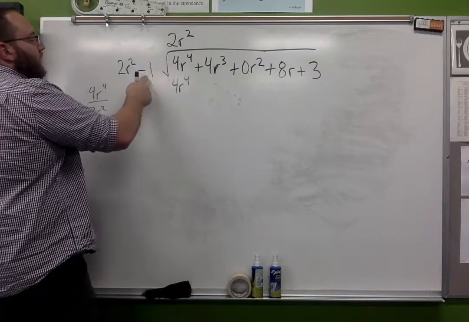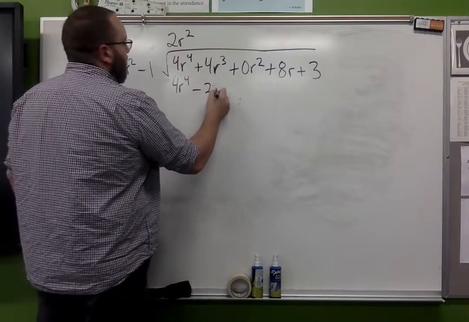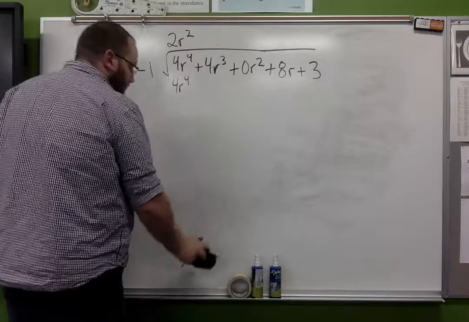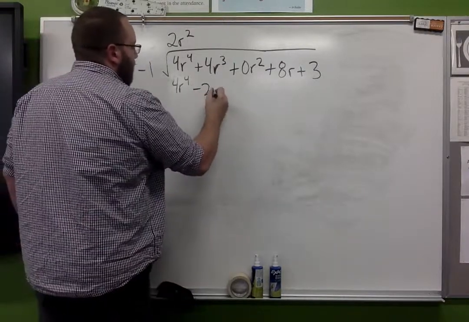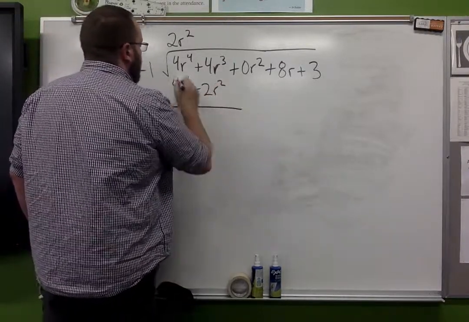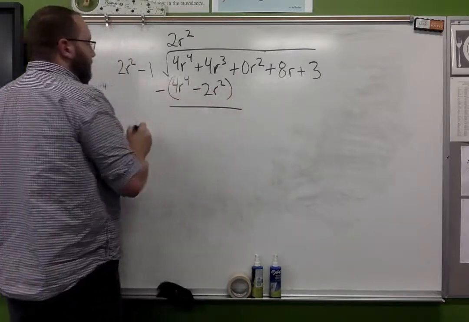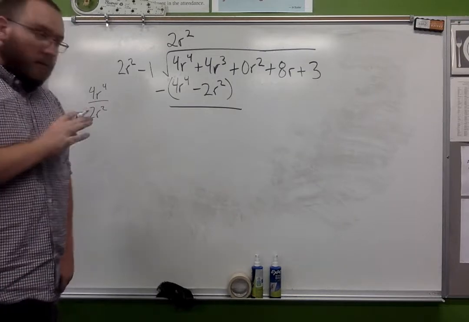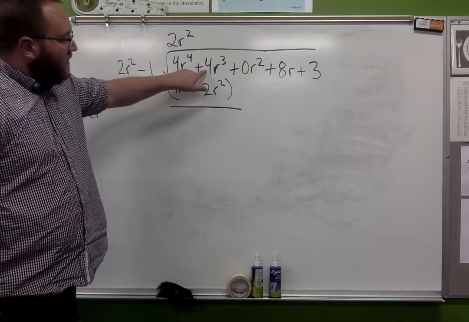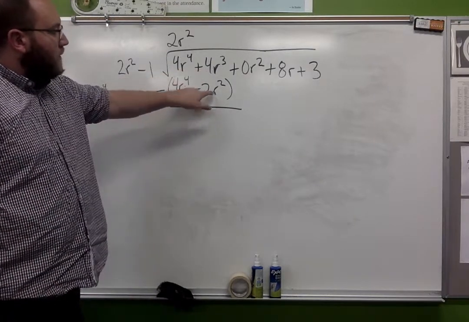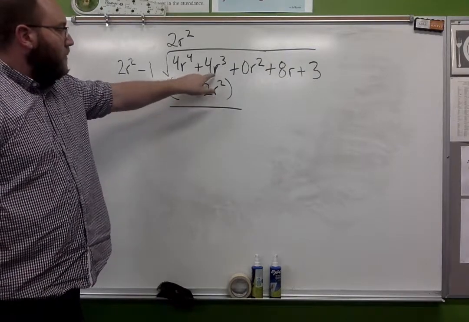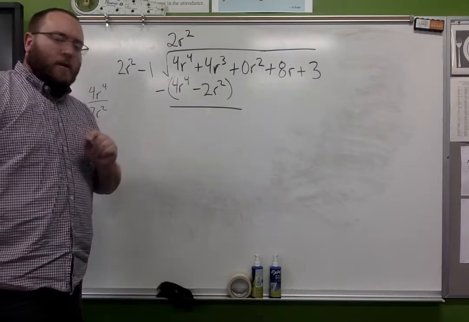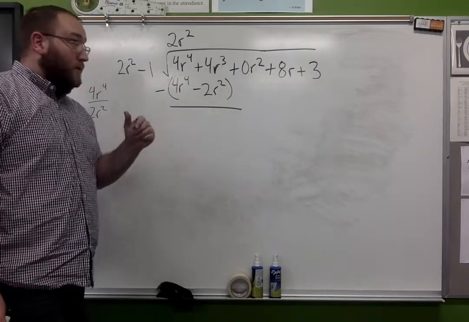2r squared times negative 1 minus 2r squared. And subtract everything. Now, I'm going to change this in a second, but I want to show you: 4r to the third minus the minus 2r squared, these are not like terms. Same variable, different exponent. That's why you have to be really careful when you're combining like terms and when you're subtracting.